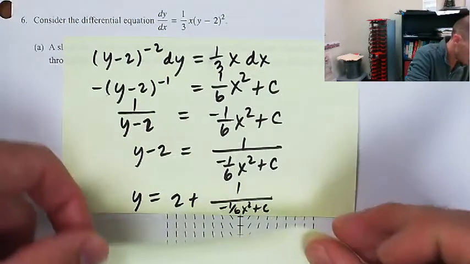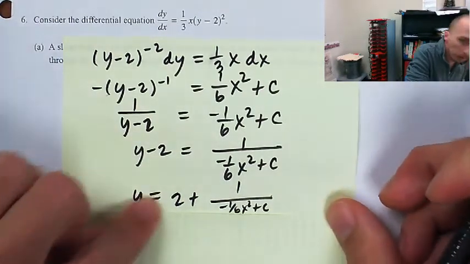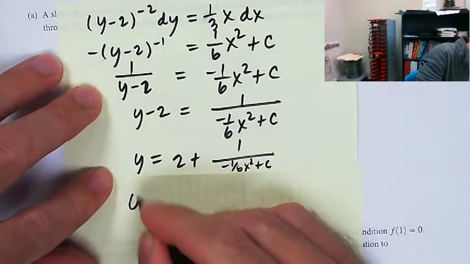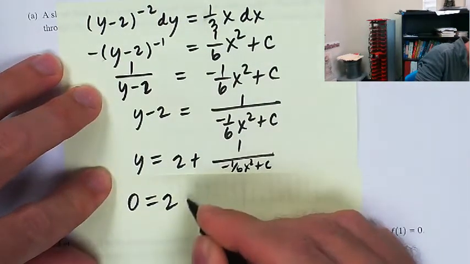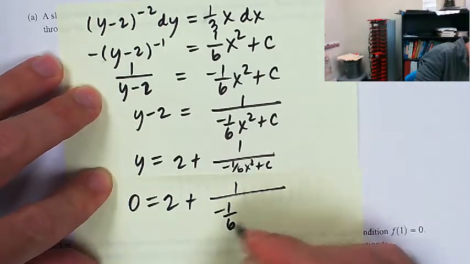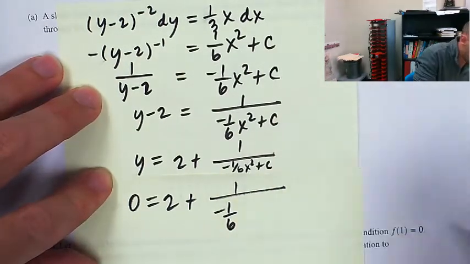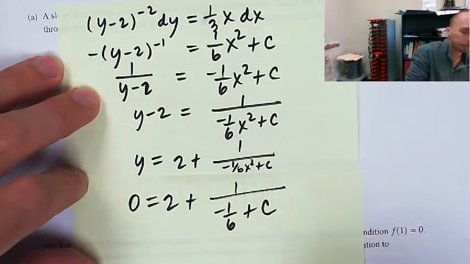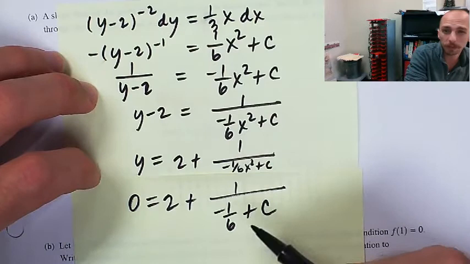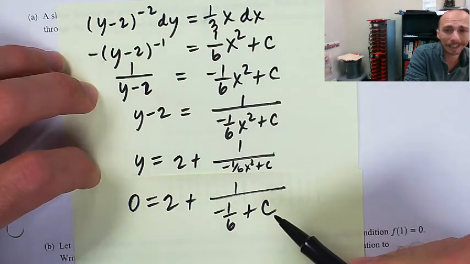I'll just try to do the best I can in the space we've got. Okay, so f of 1 equals 0. So 0 equals 2 plus 1 over negative 1/6 of x cubed plus c. Oftentimes we can just look at this and figure out what c needs to be, but I don't immediately see it.